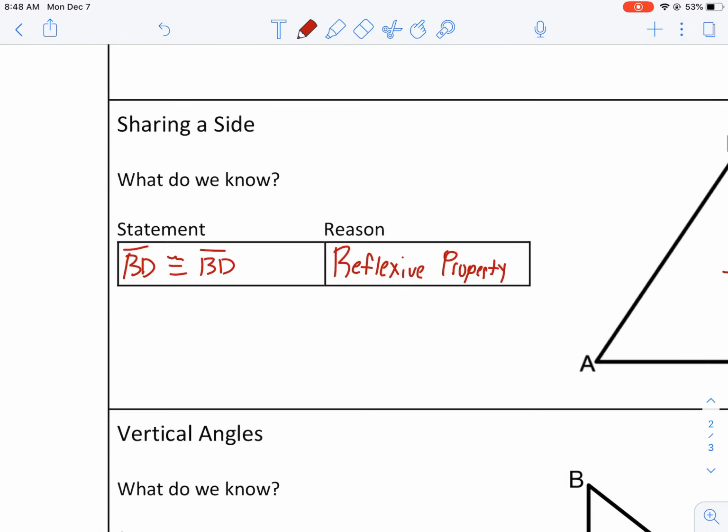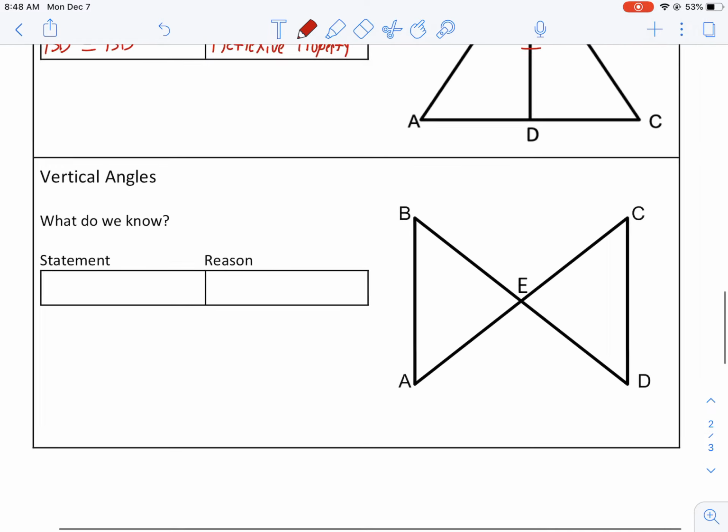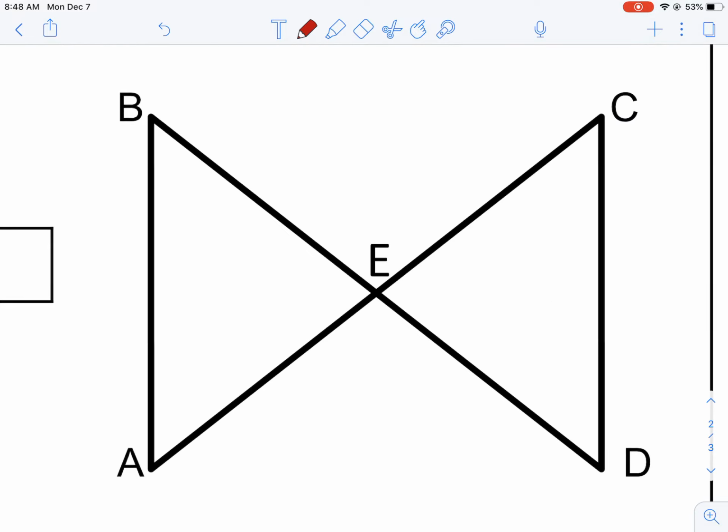Okay, so that's something that I really hope that you guys will be able to recognize and that you need to. The next one is vertical angles. This is another one that's not actually a given, but just something that you need to see. All right, if you've got lines crossing and you've got the triangles where their points touch, that means these two angles right here are going to be the same, right? Because vertical angles are congruent.